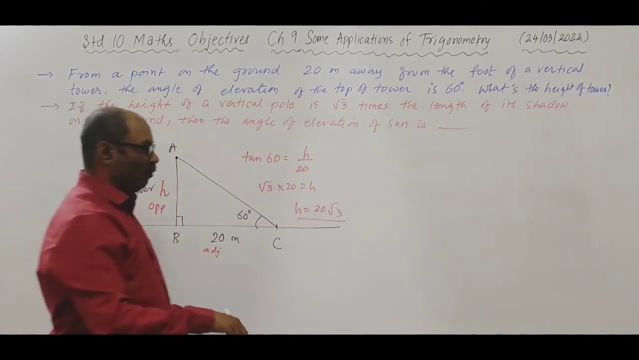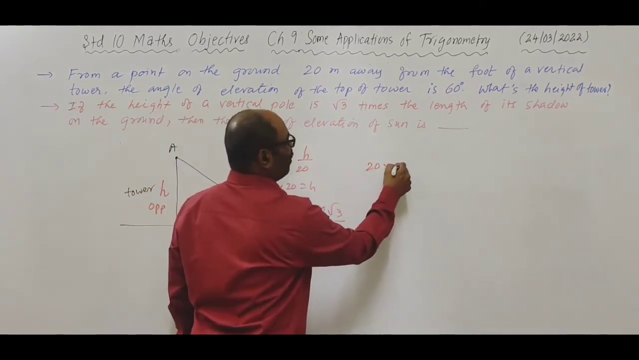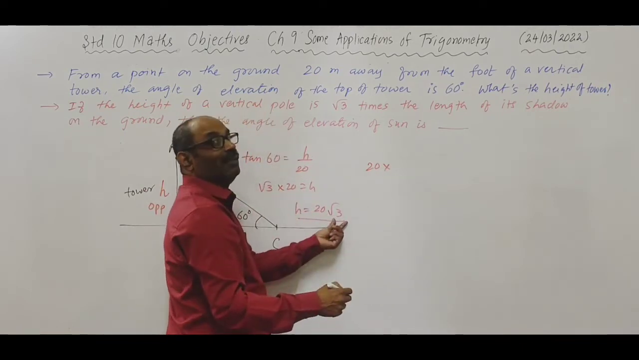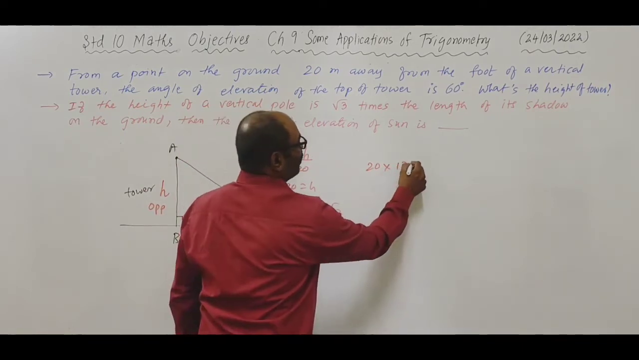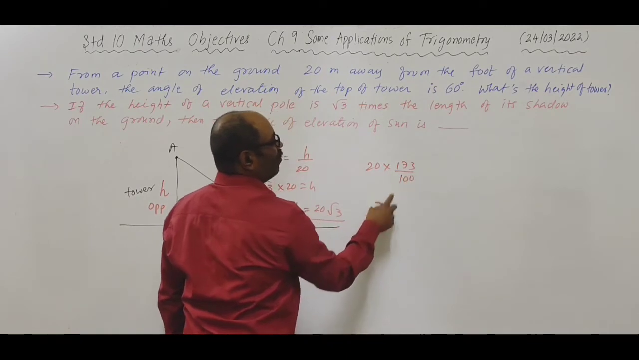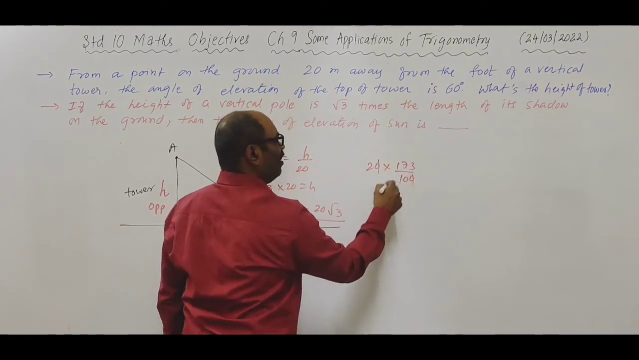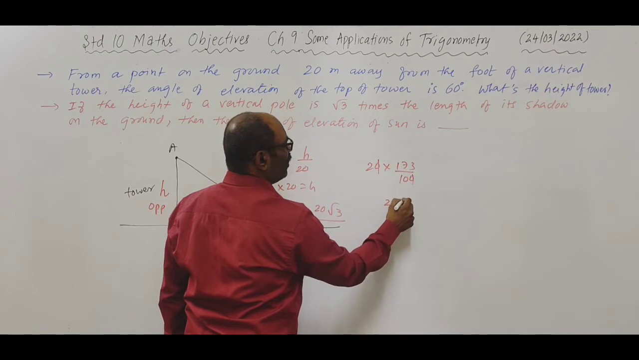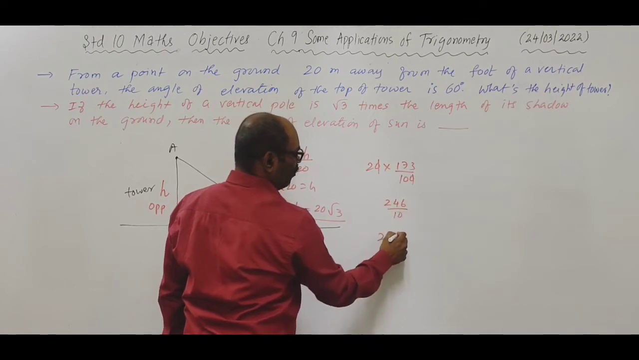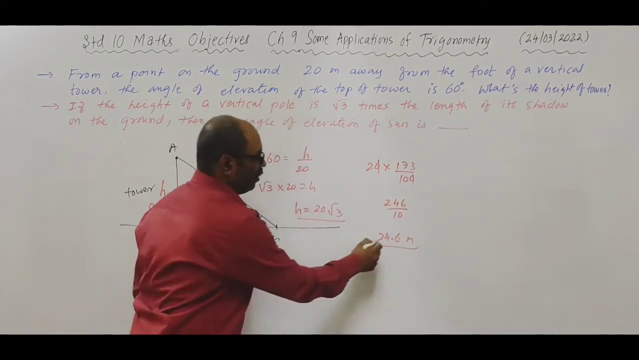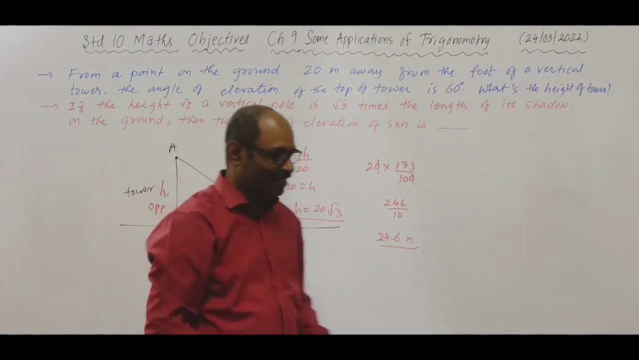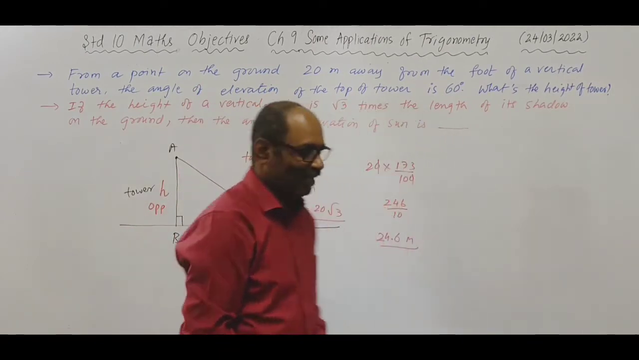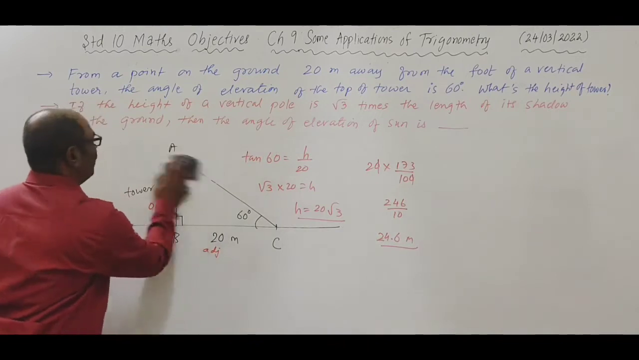20. And if the option is given, then 20 multiplied by sometimes 1.73. So 173 upon 100. 1.7, 0 cancel. So 246 upon 10. So that will be 24.6. 24.6. Is that clear? Okay. Let's see the next one.